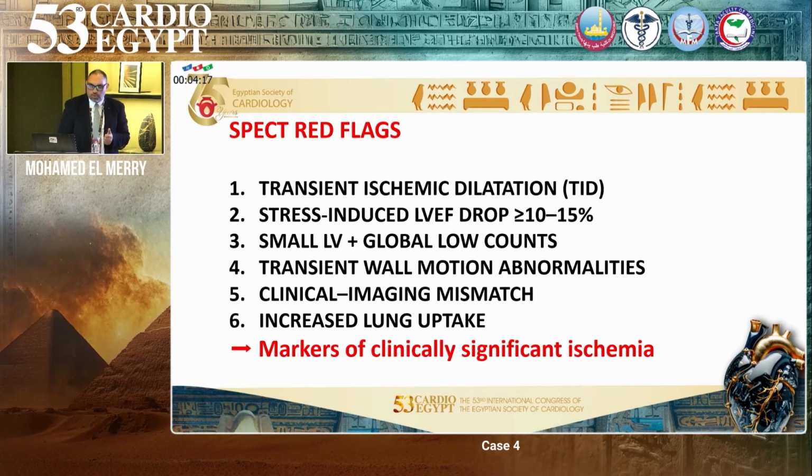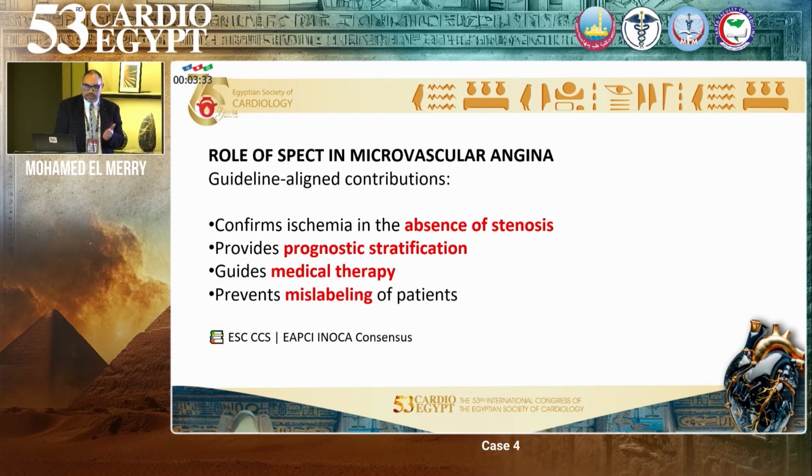And I want to tell you about the SPECT red flags, which, if we see them in the examination of a patient, should make us raise the red flags and diagnose this patient with microvascular circulation disease: transient ischemic dilatation; stress-induced LV ejection fraction drop of more than 10 to 15%, which happened to our patient; small LV or global low counts; transient wall motion abnormality; clinical imaging mismatch, where the patient has typical chest pain during the stress but the SPECT still looks normal; and increased lung uptake, which is one of the major markers of ischemia. So these markers clinically signify whether a patient has ischemia or not.